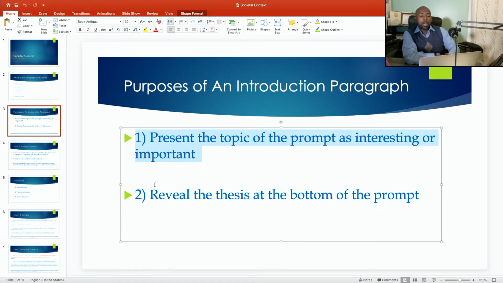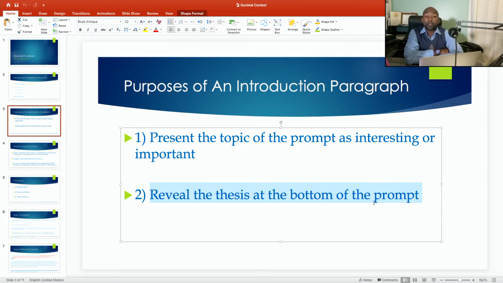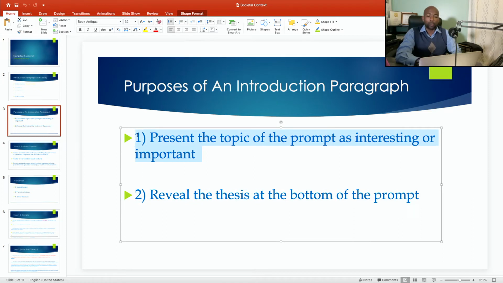All right. And then the second thing every introduction paragraph should do is reveal the thesis at the bottom. So you want to lead the reader towards the thesis, which is the main idea that you're going to discuss in the essay. Okay. And so that's it. I say if it does those two things, usually the introduction paragraph is done well as it pertains to content. So every introduction should have the thesis at the bottom, but there are different ways to present the topic as something that's interesting or important.